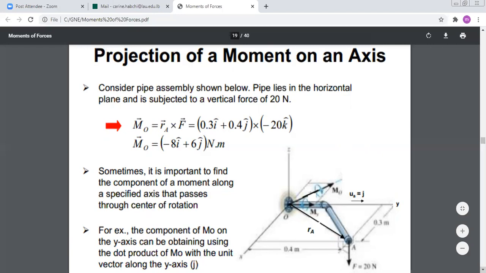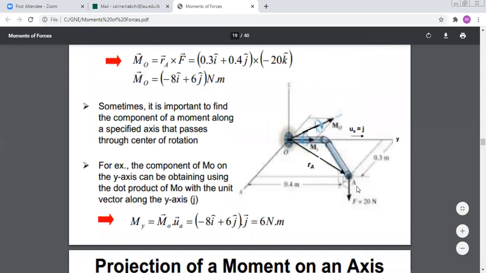So consider the pipe assembly shown below. The pipe lies in the horizontal plane and it is subjected to a vertical force of 20 newtons. Okay? So we are interested here to find, for example, what is the moment about, let's say, only the I-axis. So a simple technique will be first to do the vectorial product, okay? So let's say you are interested in, as we said previously, X, Y, and Z. So we take the moment about point O, okay? So this is your force F.